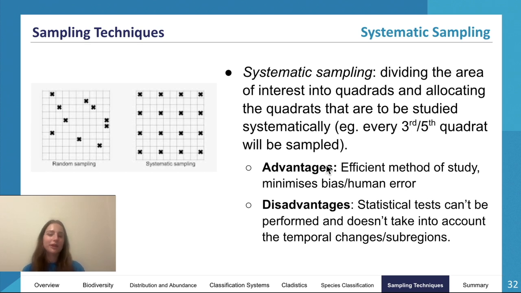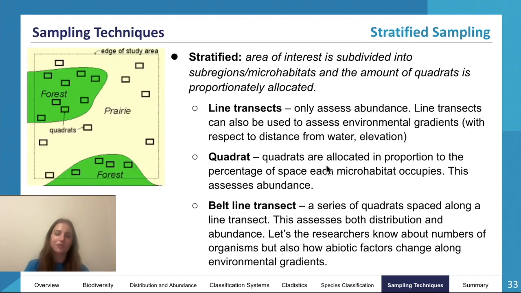So that means, again, variations in species presence or activity that occur at different times of the day or in specific microhabitats can be easily overlooked with this method. So again, that leads us on to our next technique, which is probably the most common one you'll see.